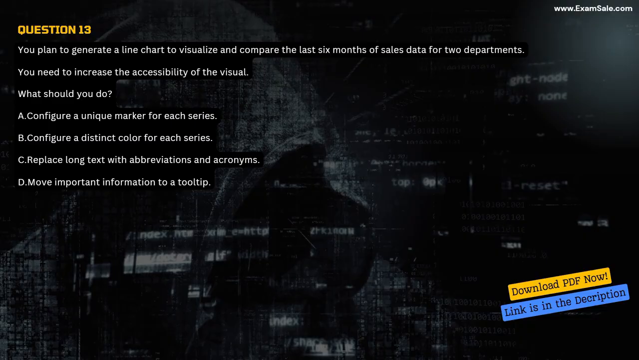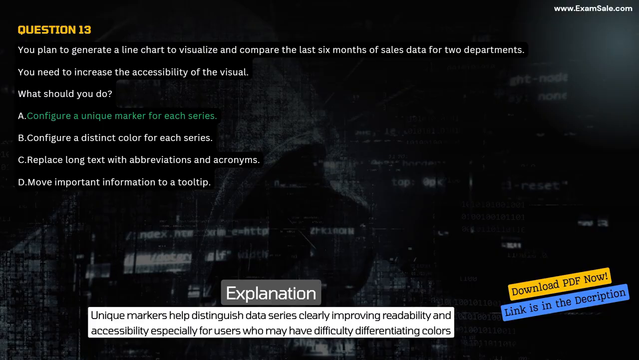A. Configure a unique marker for each series. B. Configure a distinct color for each series. C. Replace long text with abbreviations and acronyms. D. Move important information to a tooltip. Correct answer A. Unique marker. Explanation.